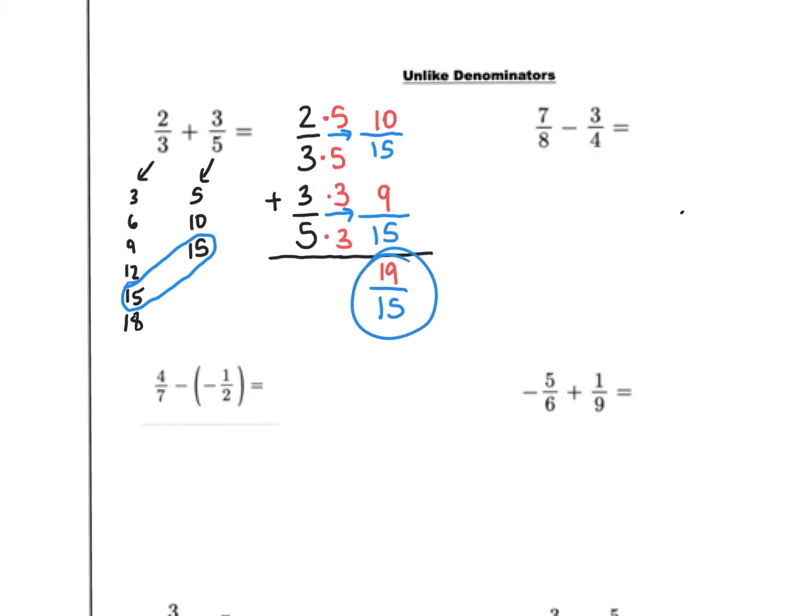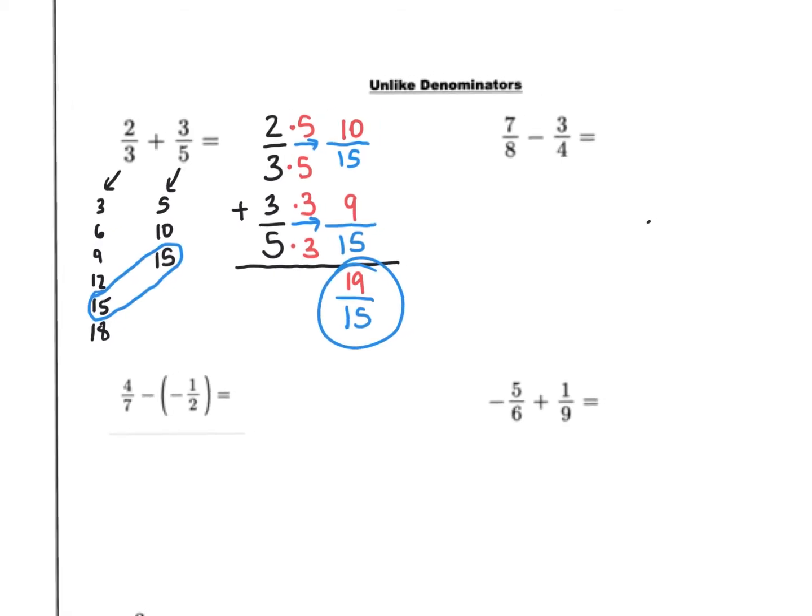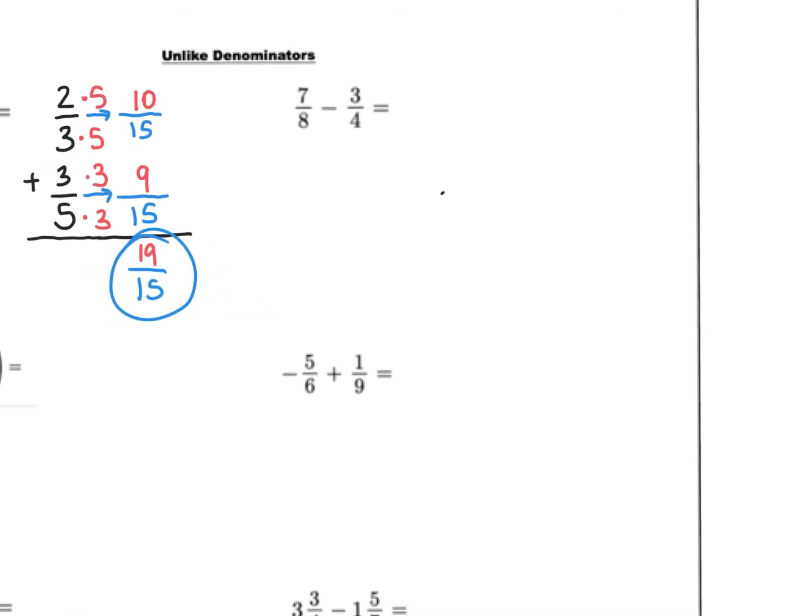Okay, let's try some other ones, especially if you're struggling. I've tried to go ahead and put in as many different scenarios as possible. So let's look at 7/8 minus 3/4. First thing that we do is that we go 7/8 minus 3/4. Okay, we need common denominators.